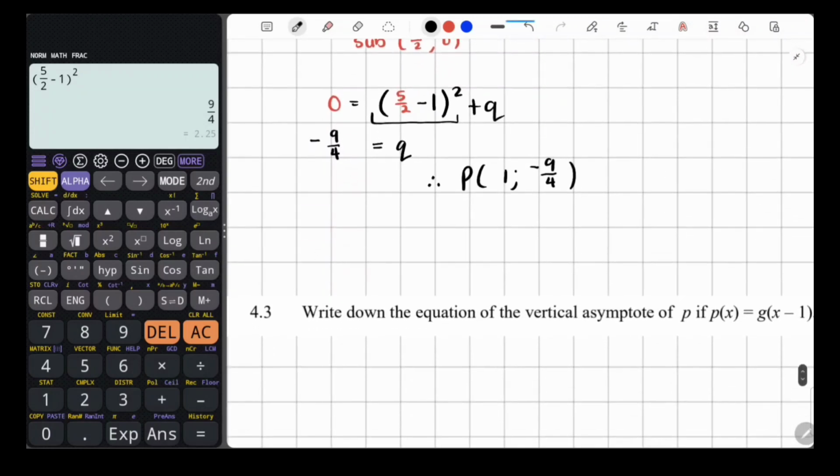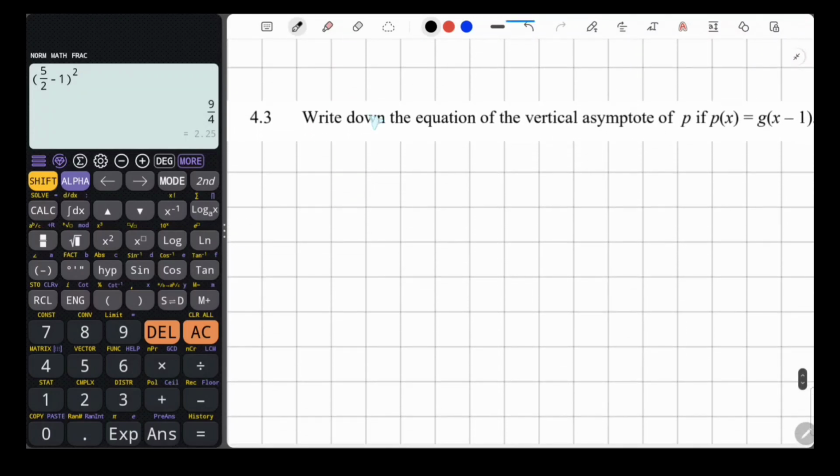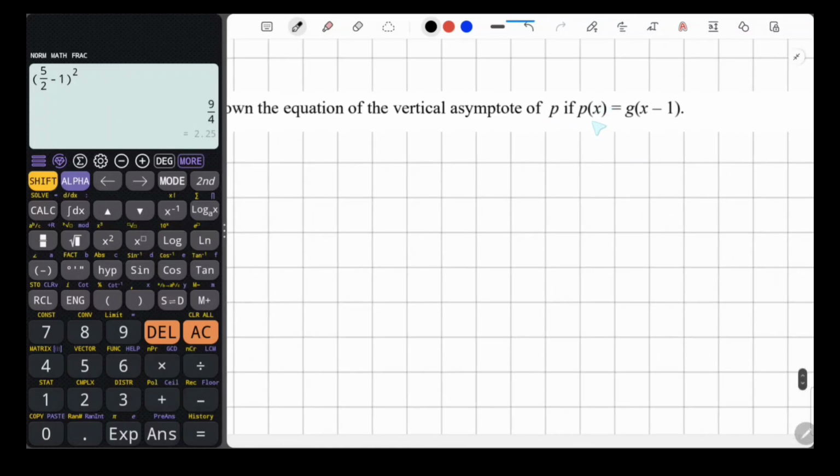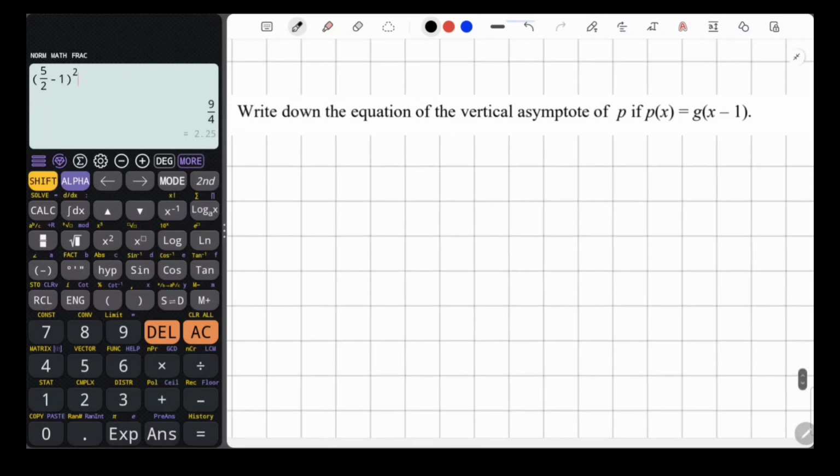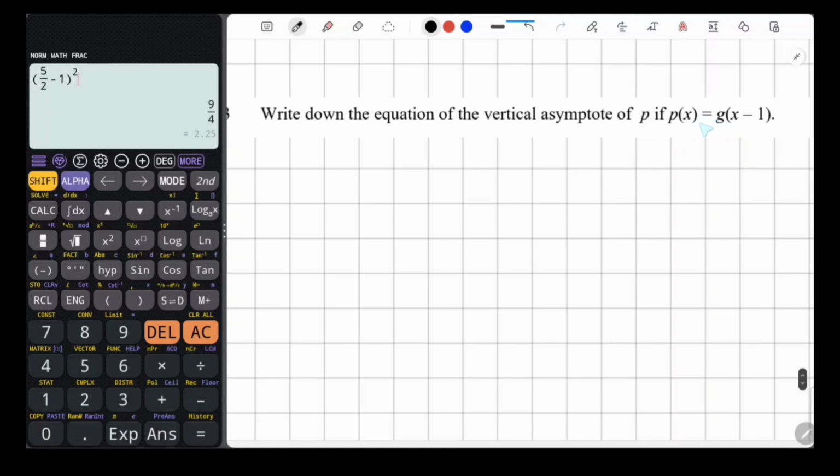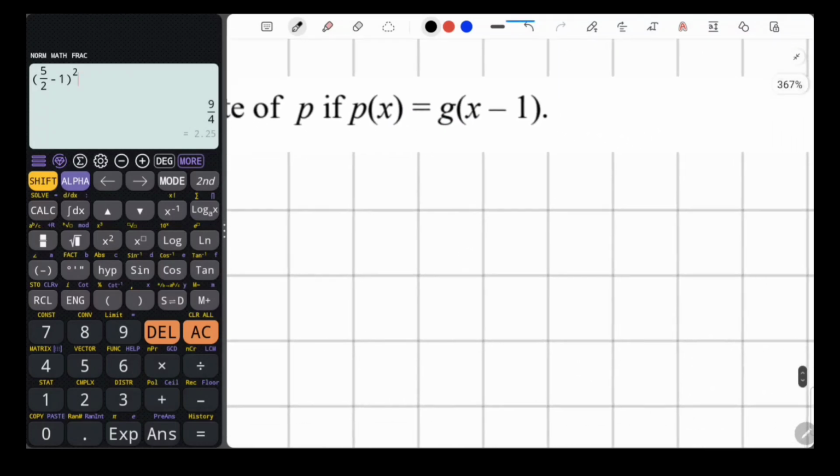Okay, moving on to the next question. We have 4.3. They say write down the equation of the vertical asymptote of p if p of x is equal to g of x minus 1. So they're introducing a new graph here called p of x, but p of x is formed by saying g of x minus 1. So you have to remember what it means to subtract 1 from the x.